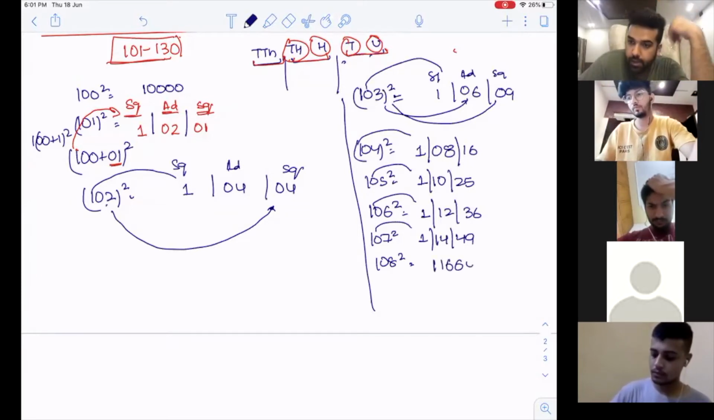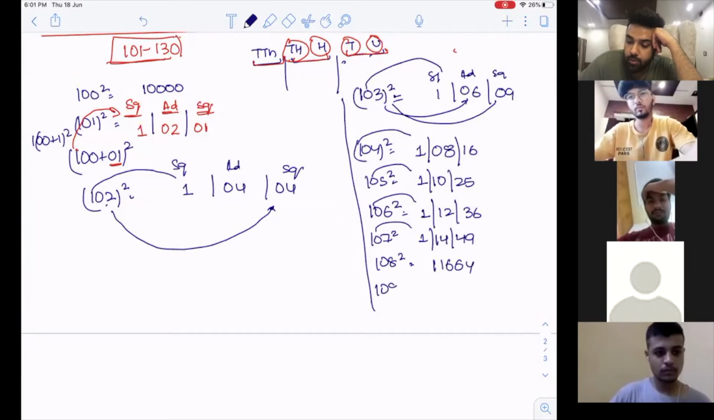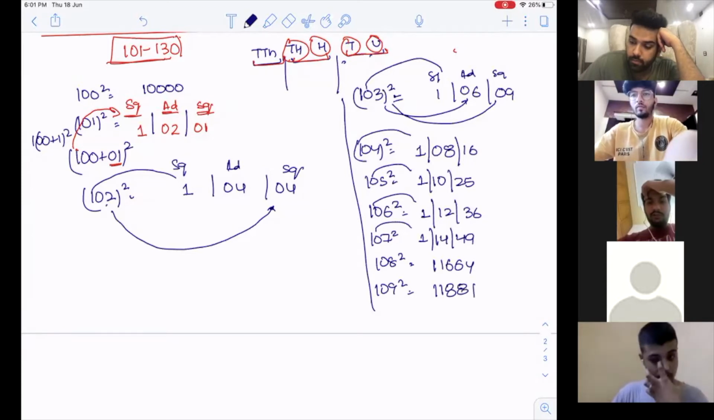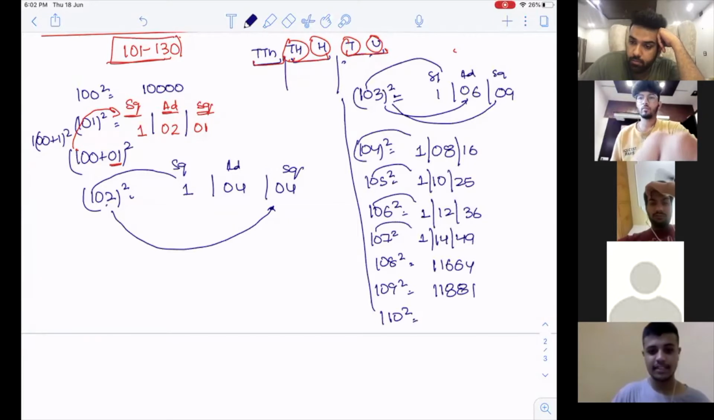11664. Next, Rajat, 109 square. Sir, 11881. Rohan, 110 square. Simple, 11 square is 12100. Right?